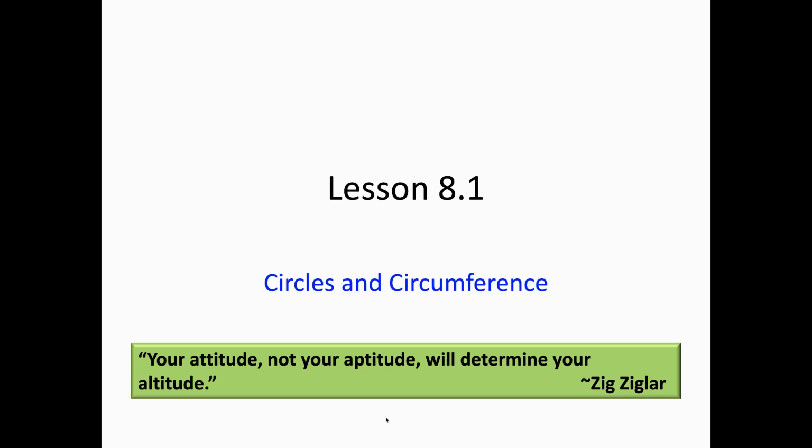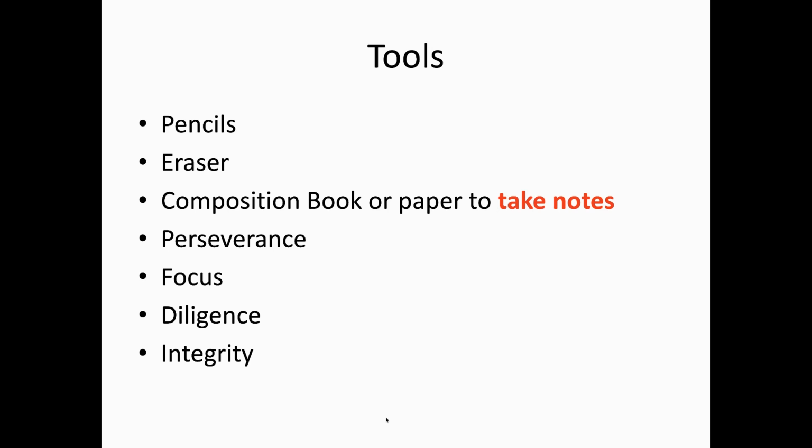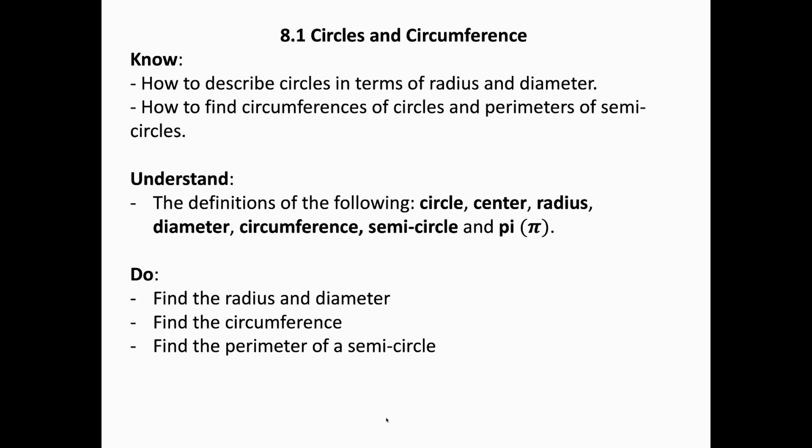Okay, we're back. We're going to talk about circles and circumference. So the first thing we need to do is make sure we got all our stuff: pencils, erasers, composition books. We can take notes, and perseverance, focus, diligence, and integrity are always important tools to help us with our learning. So what do I want you to know, understand, and be able to do?